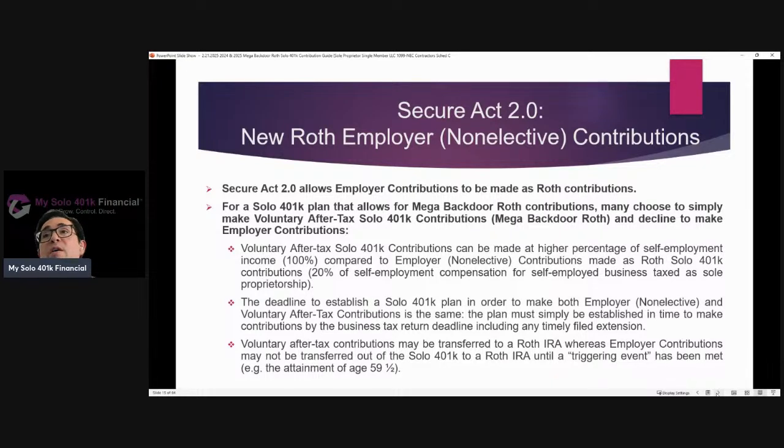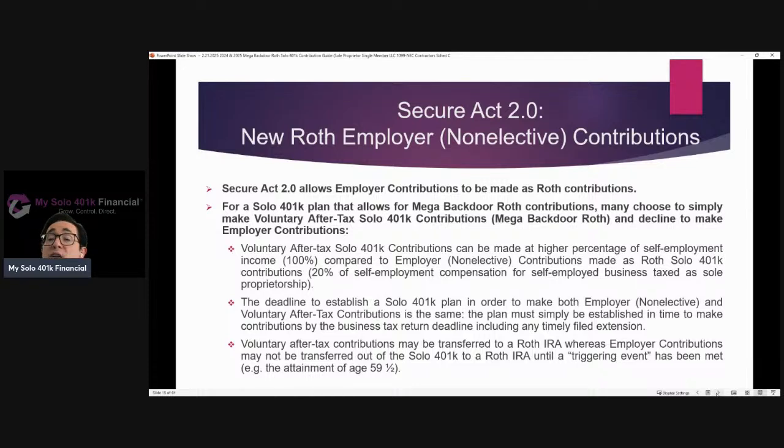Well, number one, they didn't need as much money. You don't need as much money to be able to maximize the voluntary after-tax contributions to the solo 401k. Because unlike employer contributions, where the contribution limit is a percentage of the self-employment compensation, the voluntary after-tax contribution limit, as we'll learn here on the subsequent slides, is 100% of the self-employment compensation, dollar for dollar.